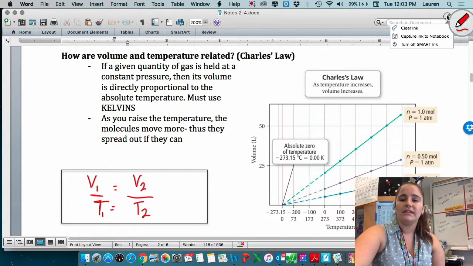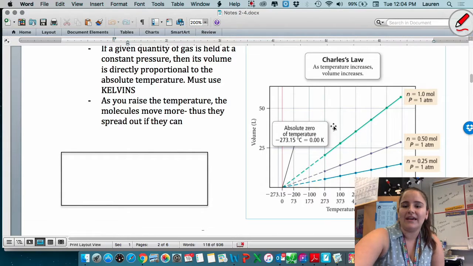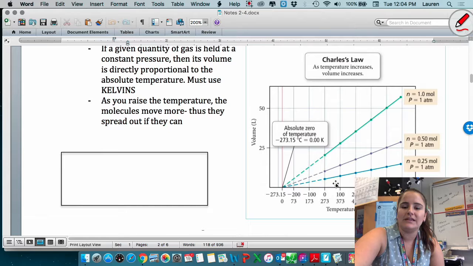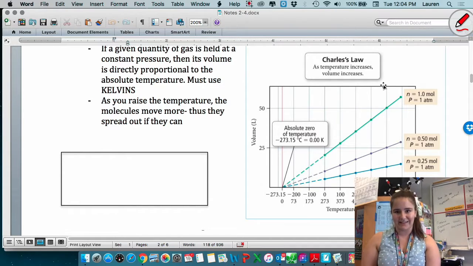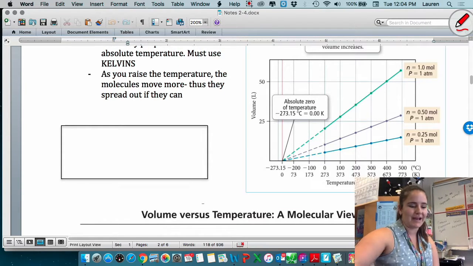You can see that in this graph as well. They did this for different amounts of gases. As the temperature goes up, you see the volume going up, and it goes up pretty consistently. I'm going to go ahead and prove this one to you as well.